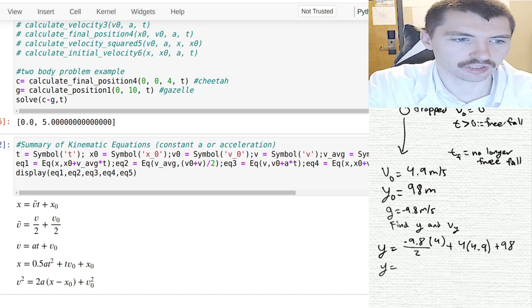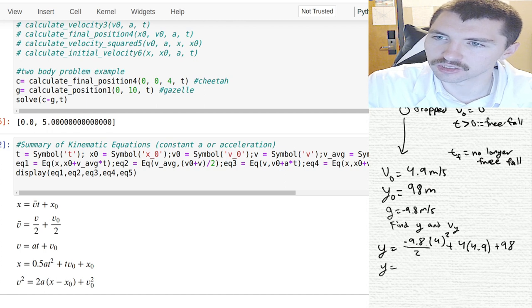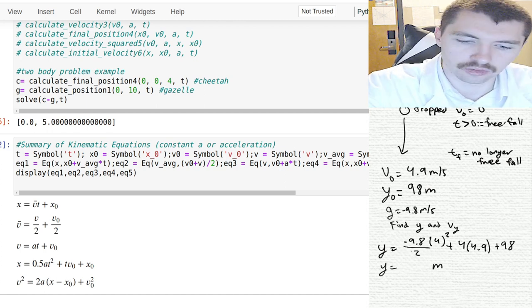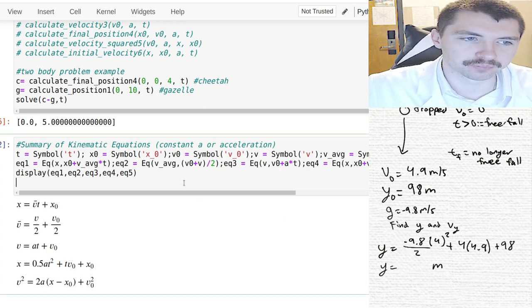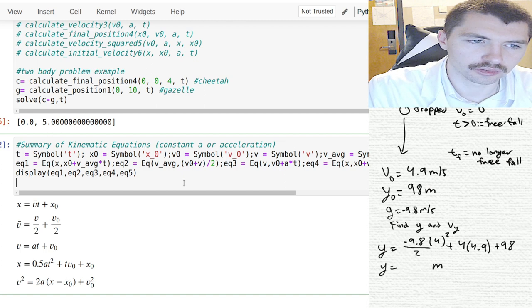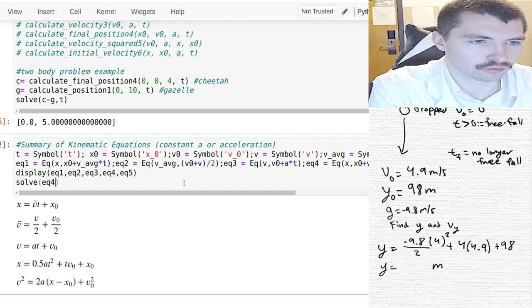You notice this should be a t squared. So that gives a second squared, and that means the second squared in the acceleration cancels out. So the final unit will be in meters. So we can just solve equation 4.